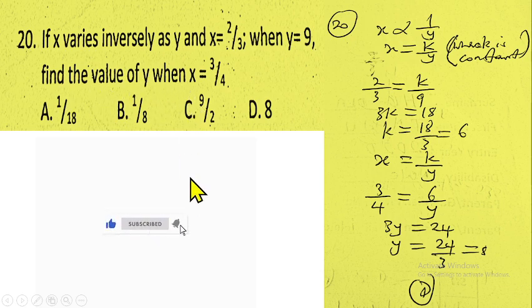Like I said, the question is from variation. So x varies inversely as y. All you need to do is to change this expression to an equation, and the only way you can do that is by introducing a constant. So we introduce a constant k, that will give us x equals k over y, where k is a constant. We are given the value of x to be 2 over 3 equals k over our y, which is 9. So from this, we can cross multiply here.